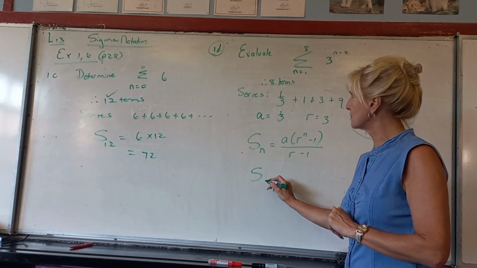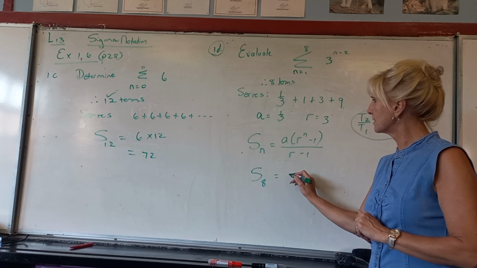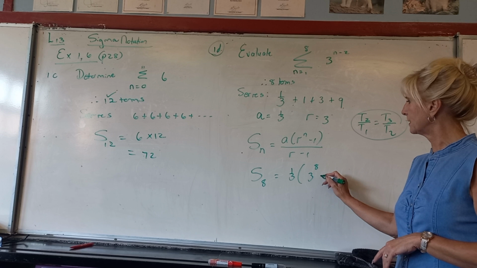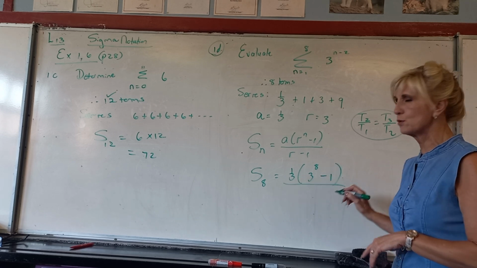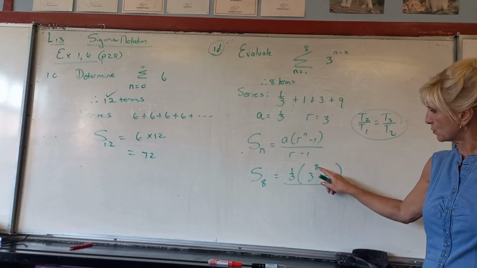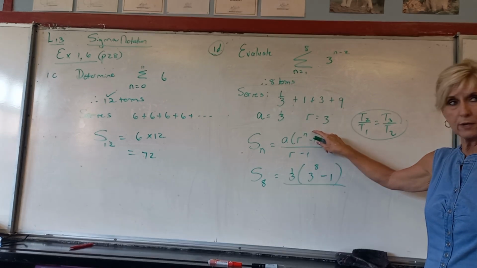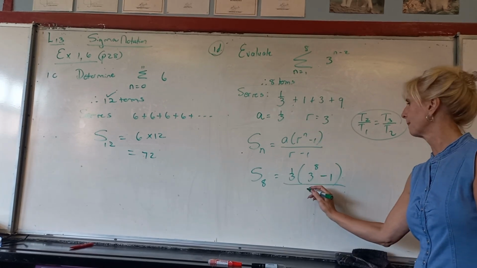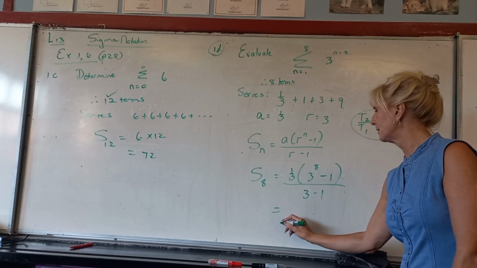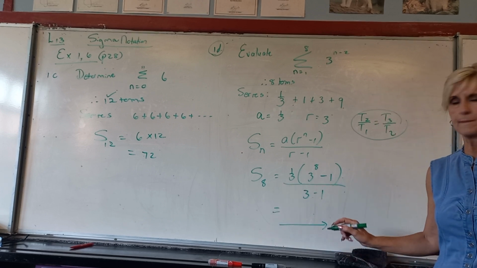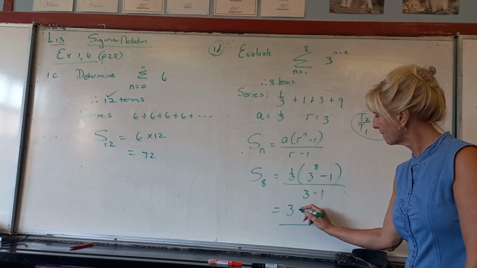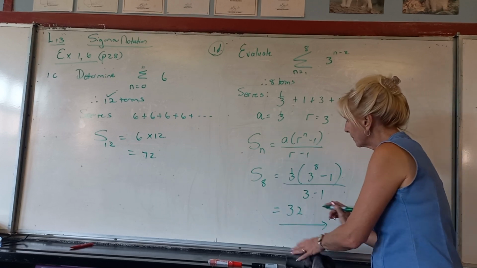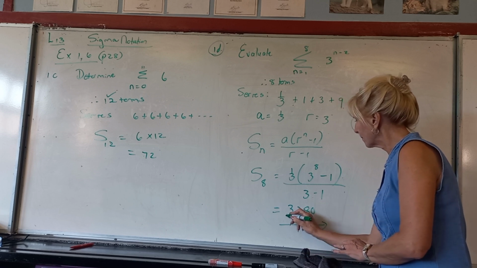Sum of how many terms did we say? 8 of them, with A being a third, R being 3, to the power of 8 minus 1. Don't get confused with all those other formulas with the n minus 1. This is not n minus 1. It's 3 to the n, then minus 1. And then 3 minus 1, and an answer please on the calculator. 3,280 over 3.